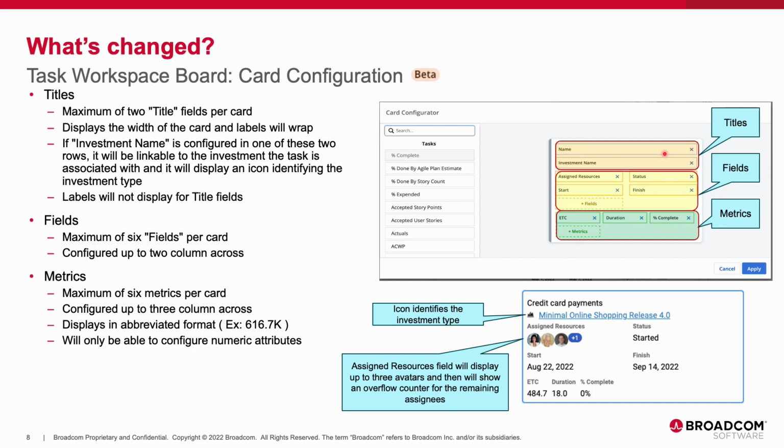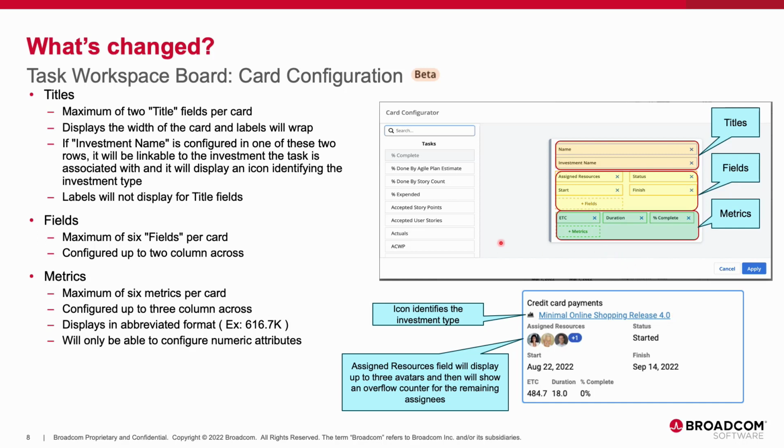There's a maximum of 2 title fields per card, and they expand the width of the card. The investment name out of the box becomes linkable. So if you look at the bottom, you're able to drill down on the link and it'll take you to that particular investment, and there's a backlink to get you back to the card as well.